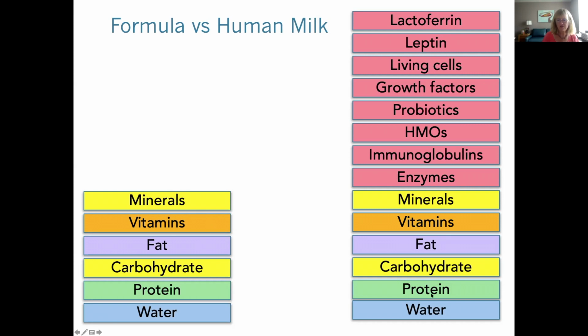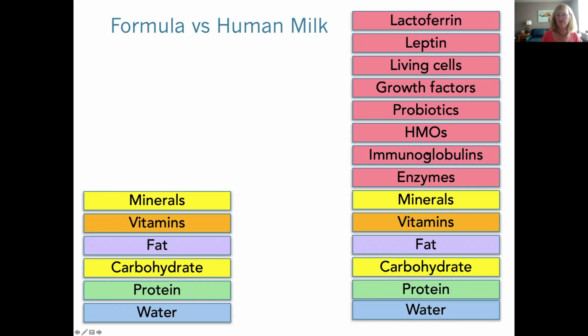Okay, so this is a slide, and I love this one, that compares the composition of formula to the composition of human milk. As you can see, they all have water, protein, carbohydrate, fat, vitamins, and minerals, and formula has been manufactured to copy as much as possible these things. Some of the proteins are different because they come from soy or cow milk, and the vitamins may be in different forms, but nonetheless, the list of nutrients is there.